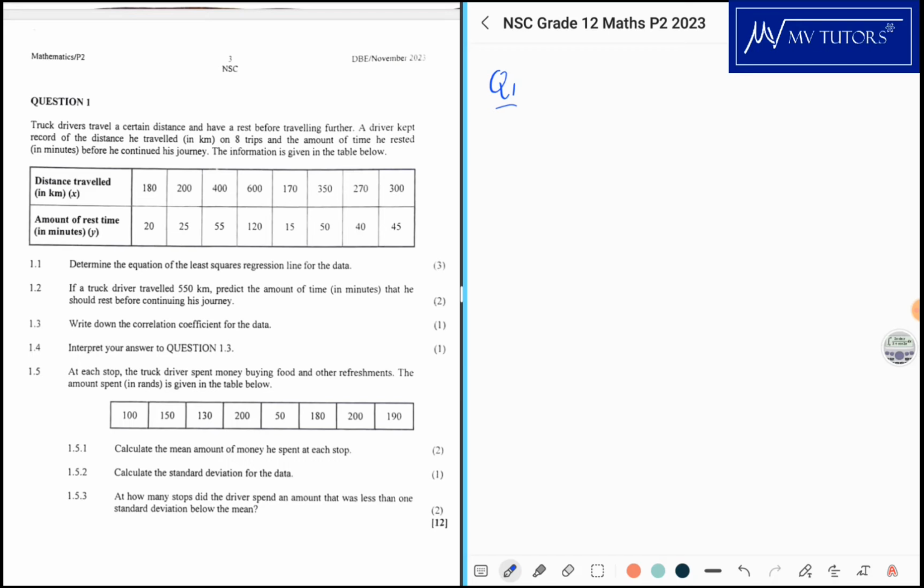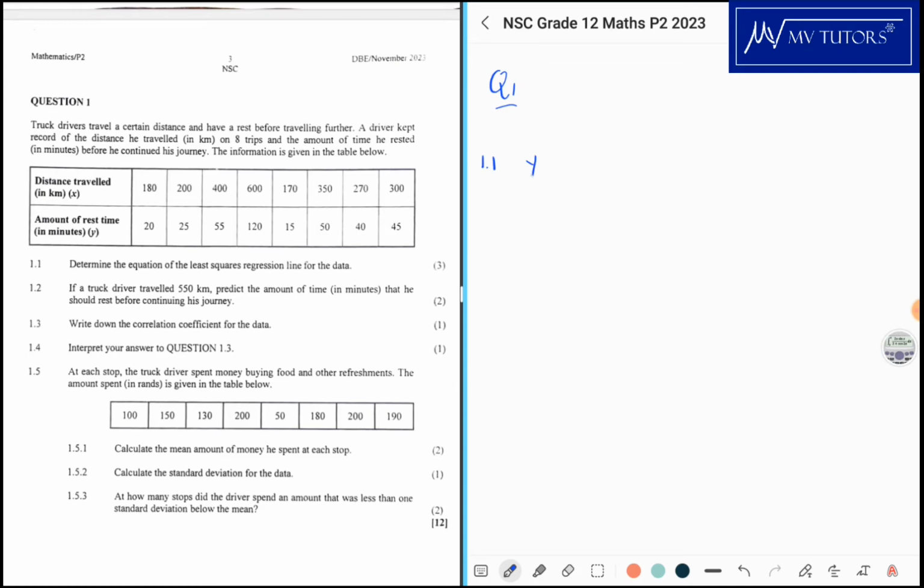Alright, so if we were to put this in a graph, on the x-axis, the independent variable, you'd have the distance traveled, and the amount of rest time really depends on the distance traveled. So the y-axis would be your dependent variable. Now question 1.1 says, determine the equation of the least squares regression line for the data.